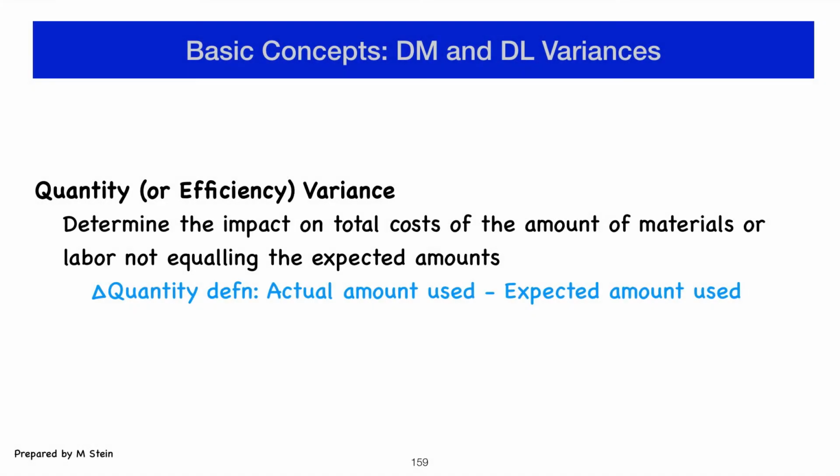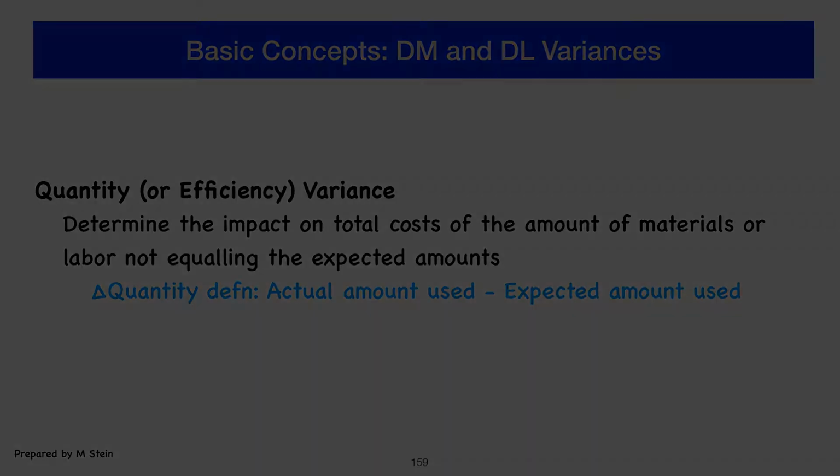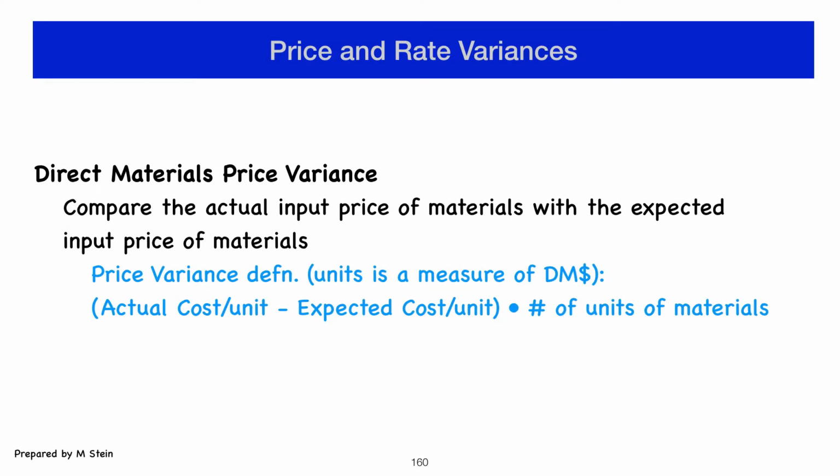The quantity variance looks at the impact on the usage of materials or labor on expected costs. The delta quantity is defined as the actual amount of material or labor used relative to the expected amount of materials or labor used. And once again, the change in the quantity is not the same as the quantity or efficiency variance. The direct materials price variance measures the input price of materials relative to the expected input price.